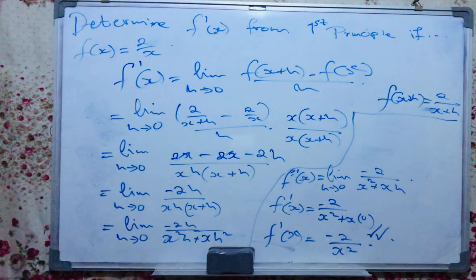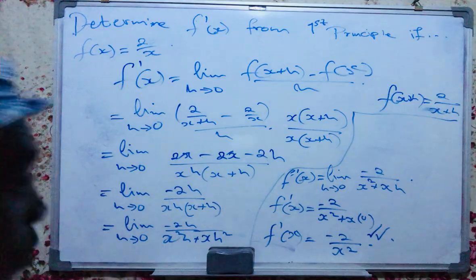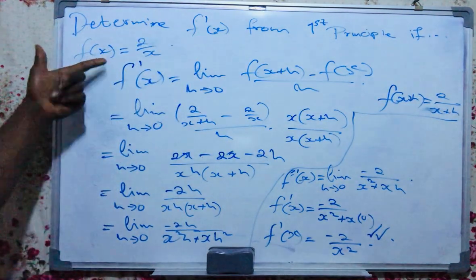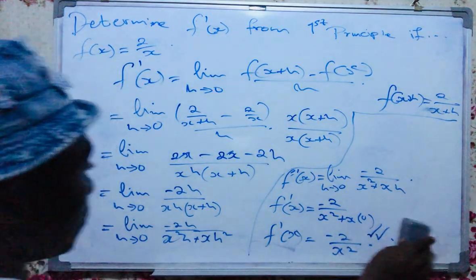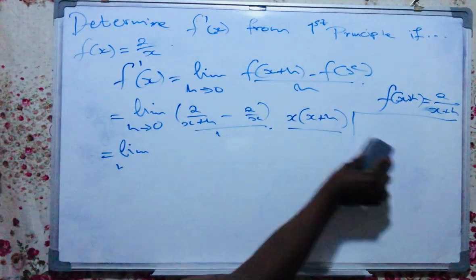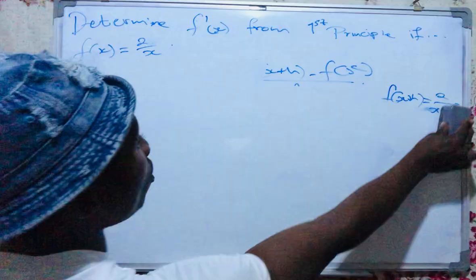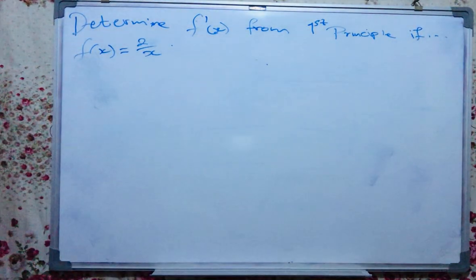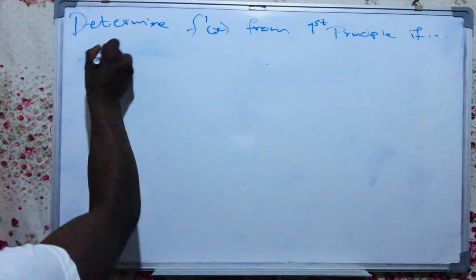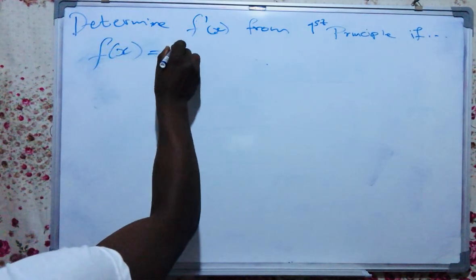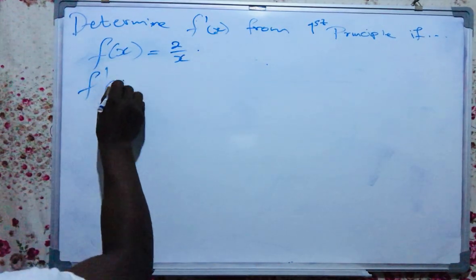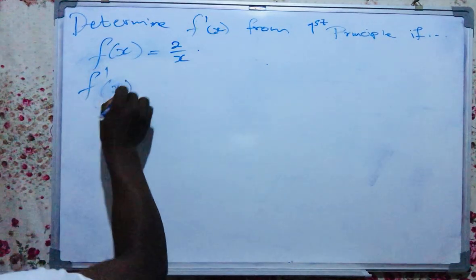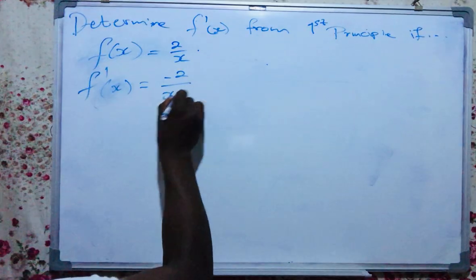But still, this is just one way for them to make us break a sweat trying to find the derivative of a function f of x. There's a much simpler way. Let me try to show you. As I still remember, our f of x is 2 over x, and our f prime of x was minus 2 over x squared.